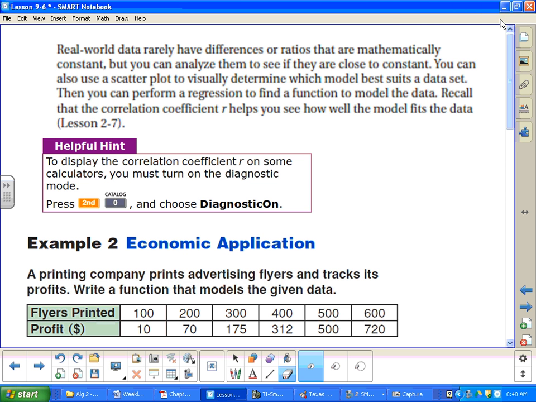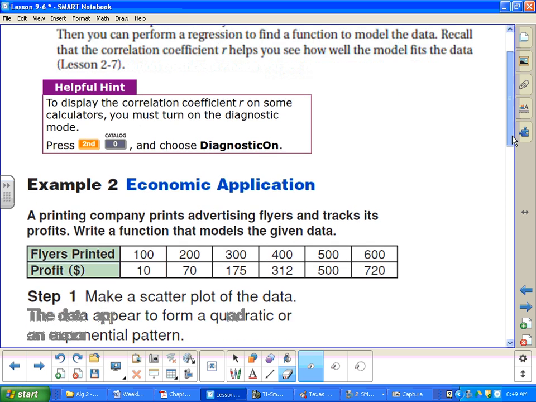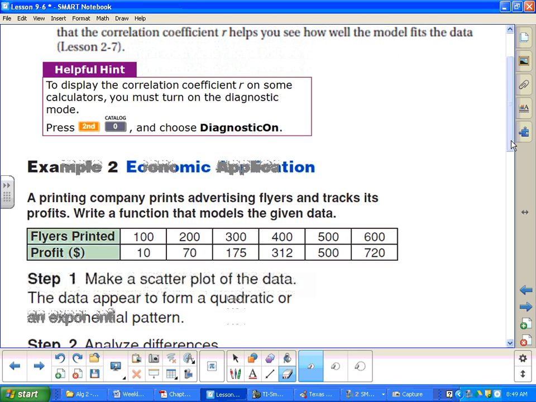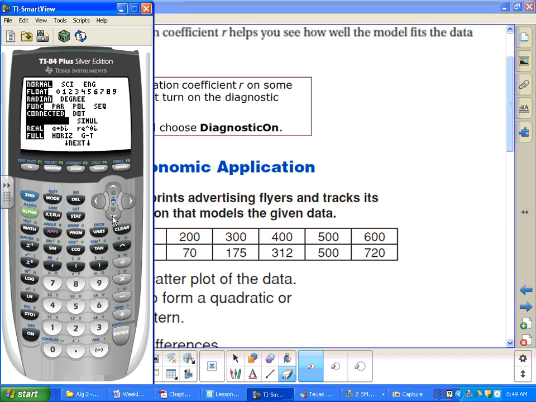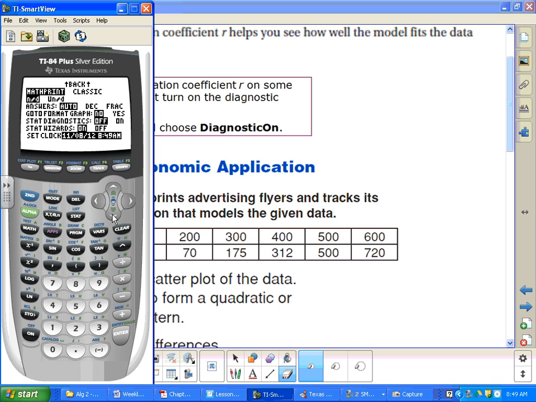Because sometimes it might be two of them might actually give us a good fit. So first thing we want to do is we want to make sure that our calculator is correct with what it displays for us. So go to your mode on your calculator, and then you're going to have to go to the second page of the mode. And make sure that where it says Stat Diagnostics, okay, that is turned on.